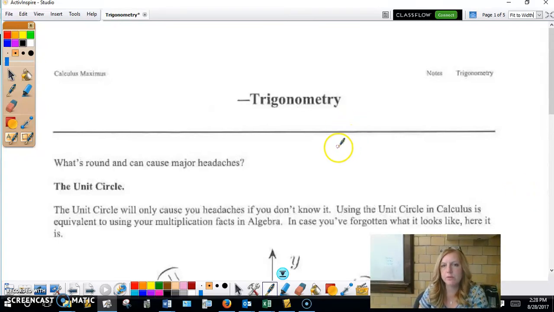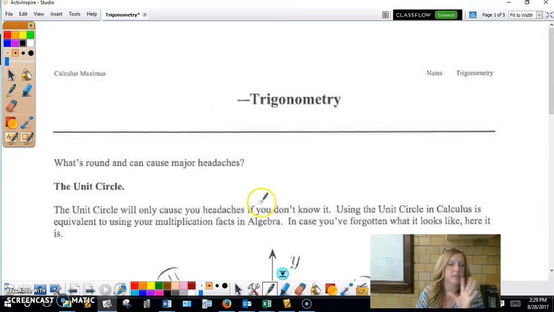Going to be a little quick review of the things that are important in trigonometry that you do need to know for calculus. And we do say what's round and what can cause major headaches. This is one of those things where you can very easily lose points on the AP, especially in the multiple choice section, because when you're looking at a multiple choice question, one of the things that you'll learn about AP calculus is they don't require you to do arithmetic.